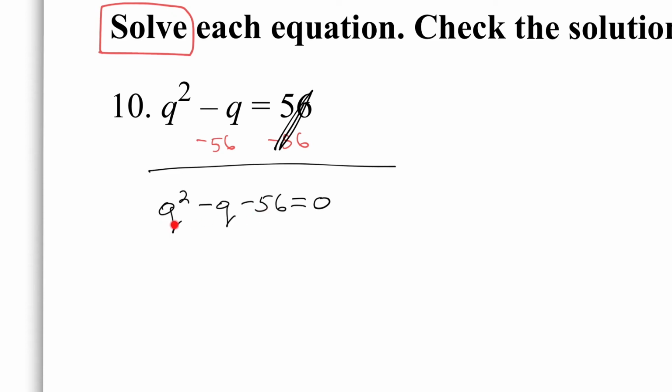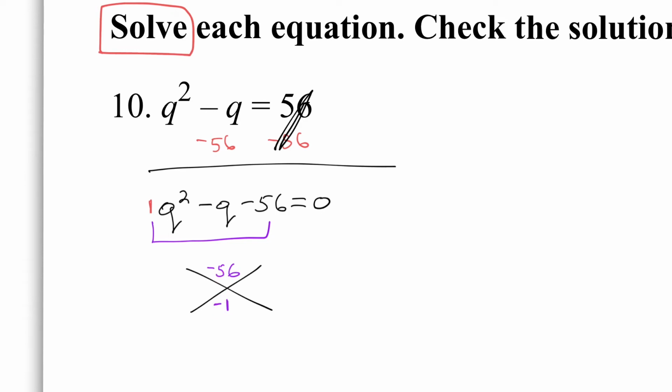Now I need to factor this trinomial. Notice A is 1, so I don't have to worry about dividing the binomials. But I need to multiply the 1, A, times the C. So I'm going to do my X diagram here. That's going to be negative 56. My B value, the one in the middle, is negative 1. There's an invisible 1 next to the Q, so it is negative 1.